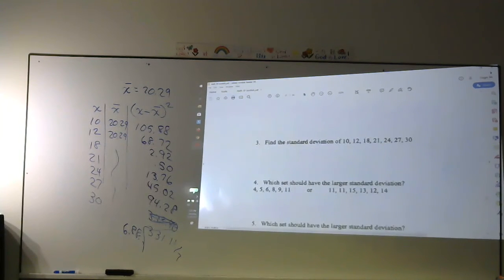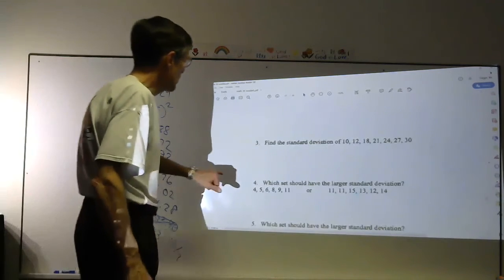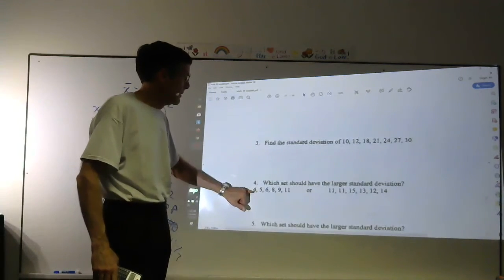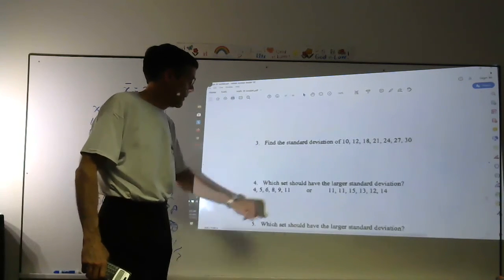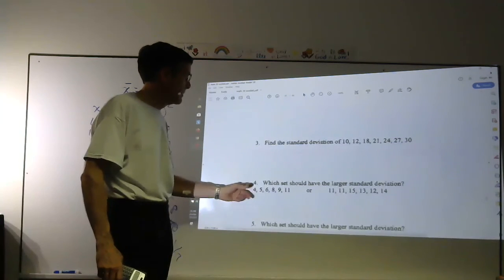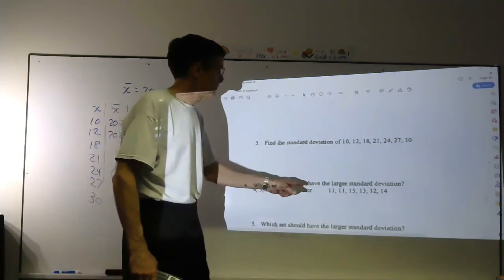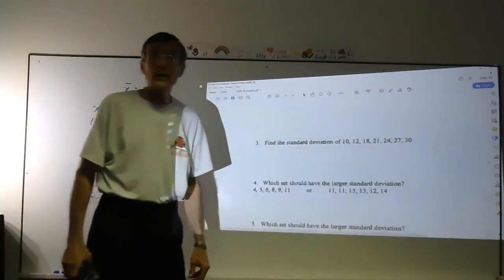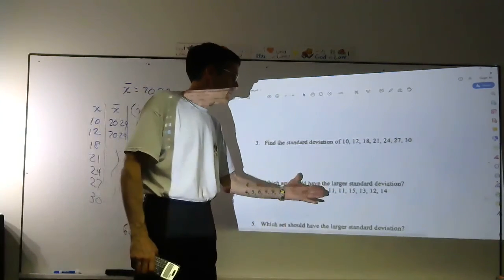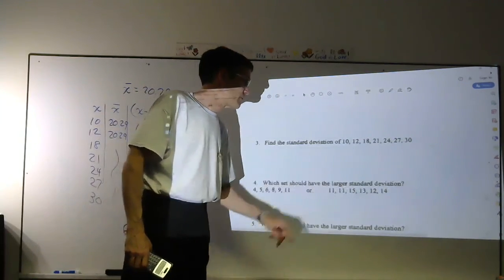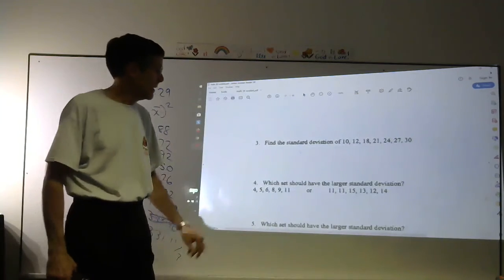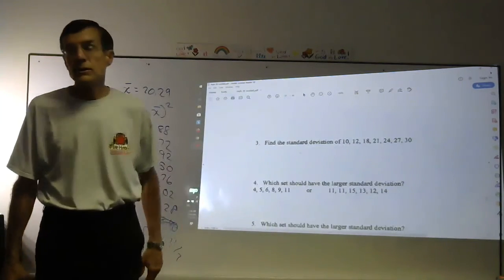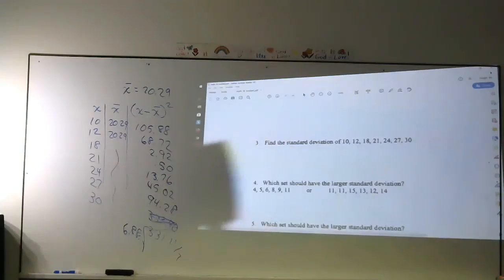Number 4, which set should have the larger standard deviation? You can see this one has a spread from 4 to 11. There's 6 items of data. It's spread out over 7 units. This one only goes from 11 to 15, which has 6 items of data, and it's only spread out over 4 units, okay? This one should have the larger standard deviation.